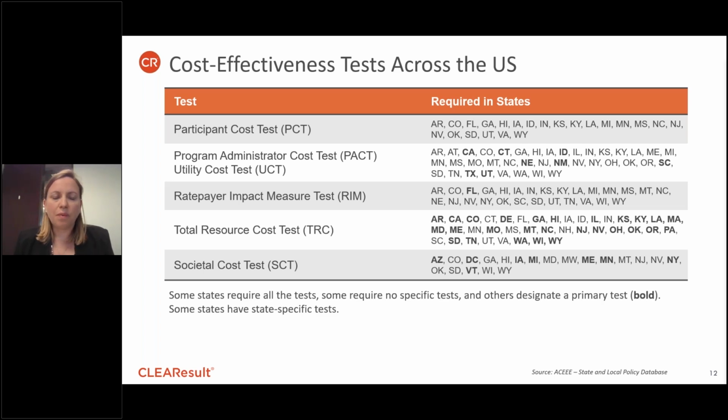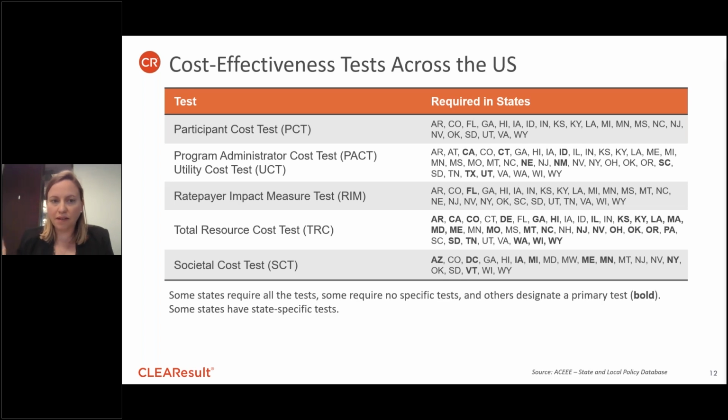So what we want to point out here initially is, if you notice, the 2 most common are going to be the utility cost test and the total resource cost test. They've got almost 3 rows of states there that are looking at those. And if you look at the bold indicators, you'll see that the total resource cost test is probably the most common primary test that states are using to determine cost effectiveness.